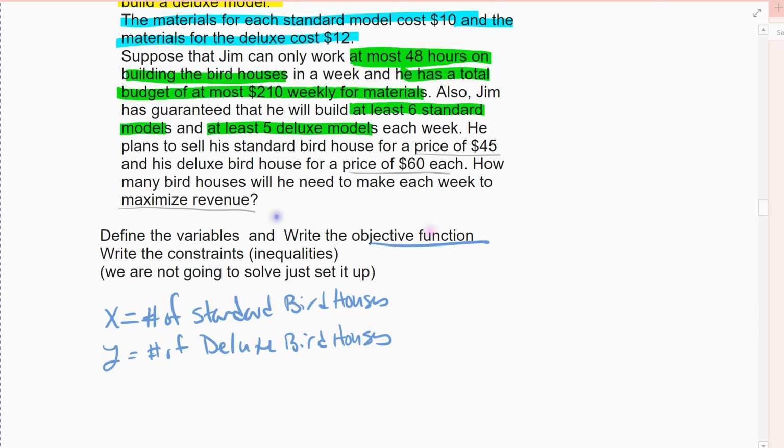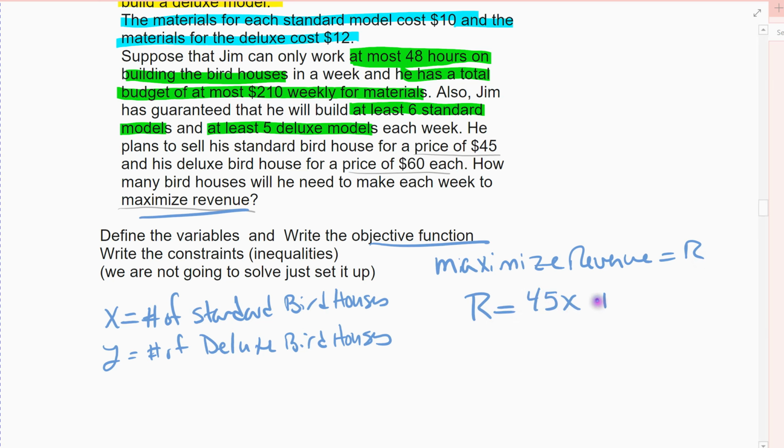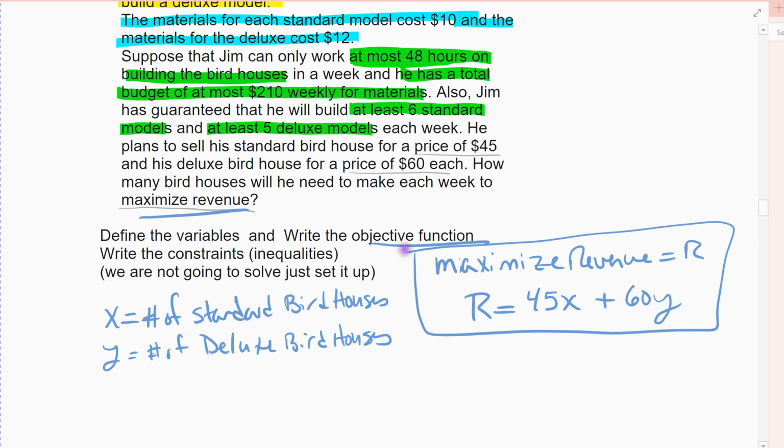Then his objective is to maximize revenue. So the objective function is he wants to maximize revenue, which I'm going to let be R. Revenue, remember, is generated from price times quantity. The price for every standard birdhouse is 45, so it's going to be 45 times x. And then the price for every deluxe is 60, and so 60y. And so there is my objective, which I'll set to the side, and we'll figure that out later.